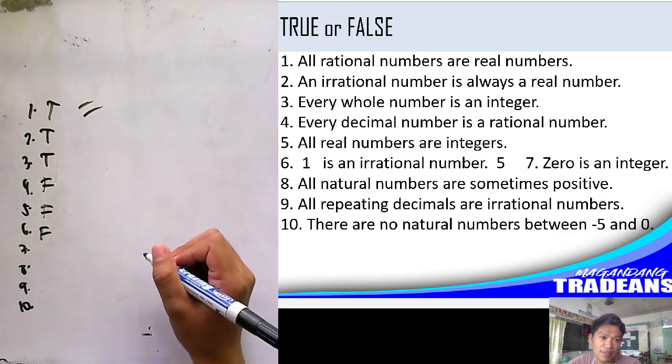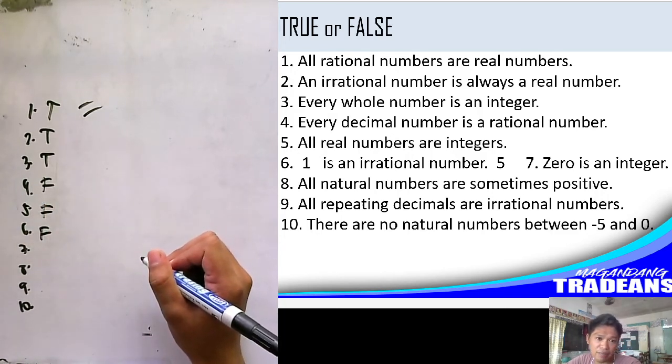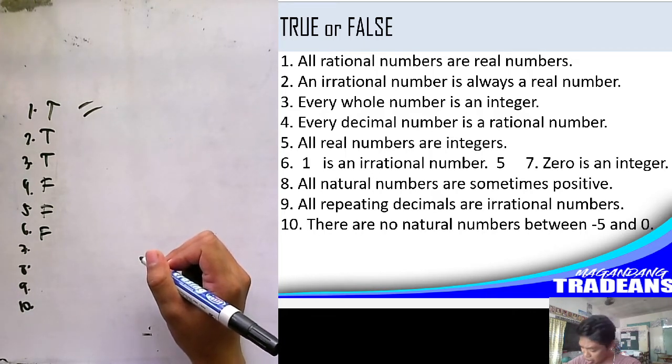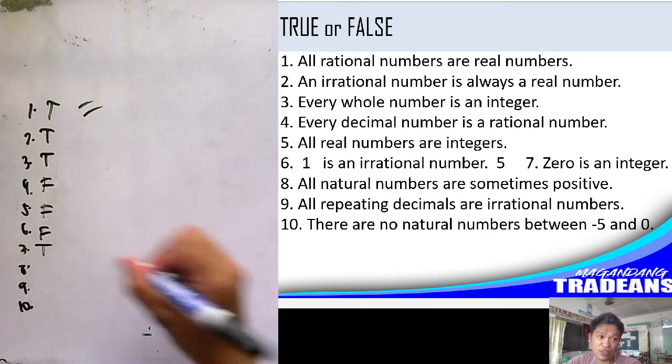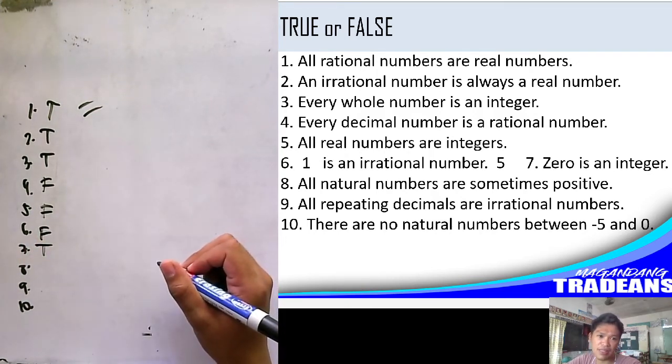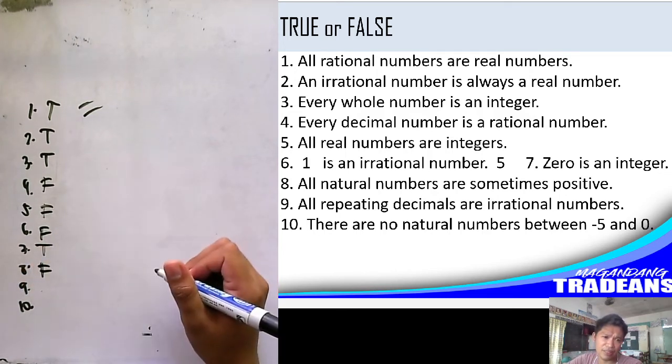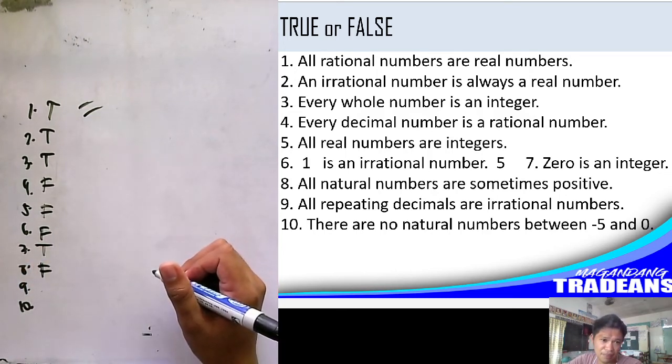Number 6 is also false. Why is number 6 false? 1 is an irrational number. 1 is not irrational but a rational number. 0 is an integer for number 7. True. It's a neutral number. 8. All natural numbers are sometimes positive. False. All natural numbers are positive. It is not sometimes. It is always.